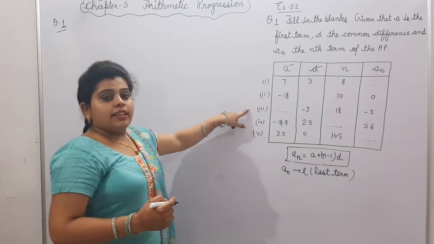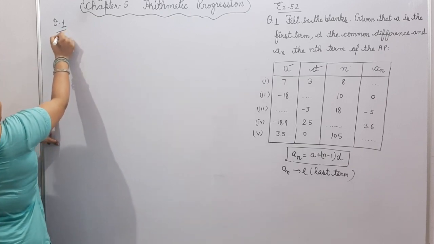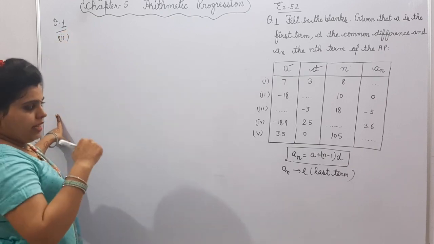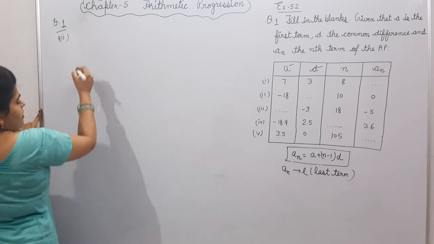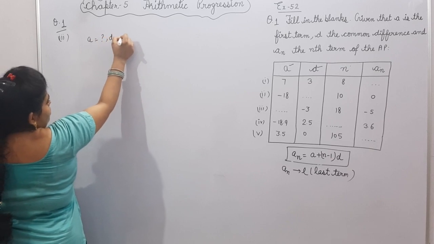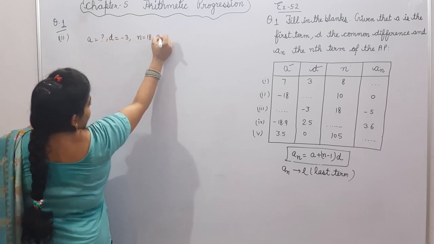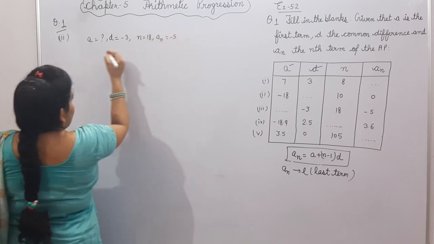Now it's the third part. I will not solve all the parts. I will give you just hints for the remaining parts. What is given? A is blank. D is equal to minus 3. N is equal to 18. An is equal to minus 5. What do we have to find?